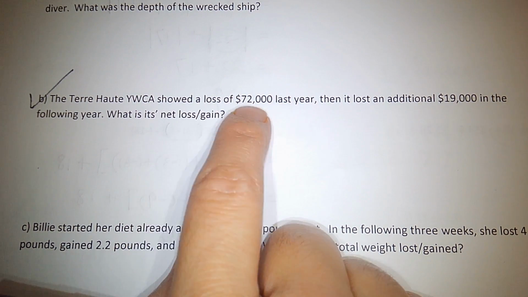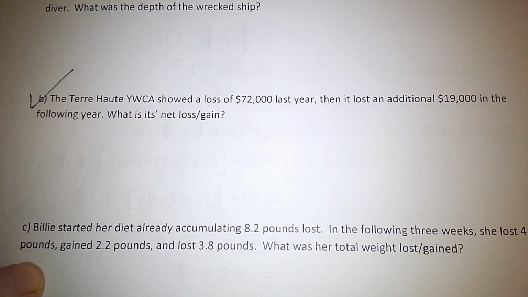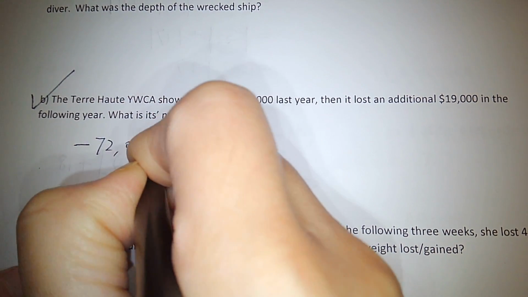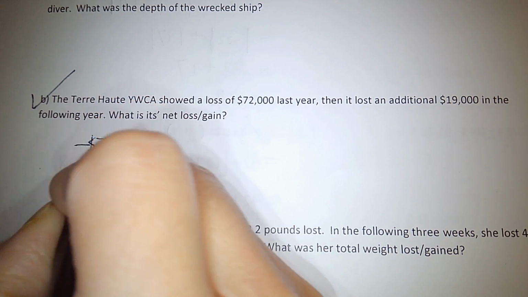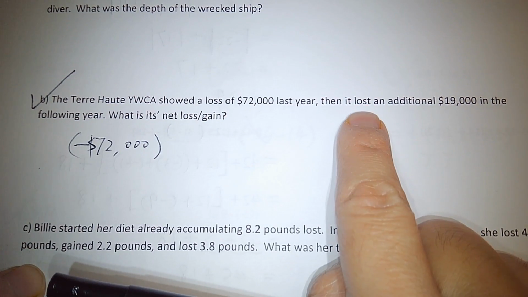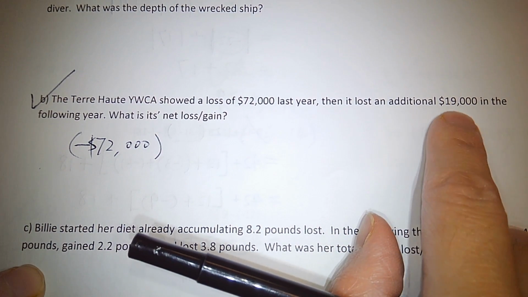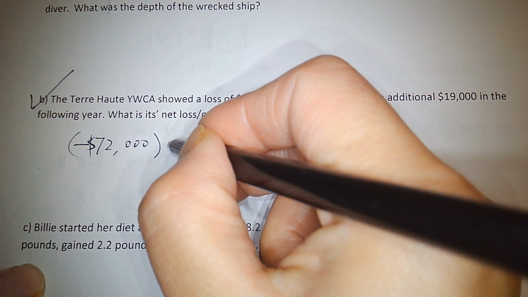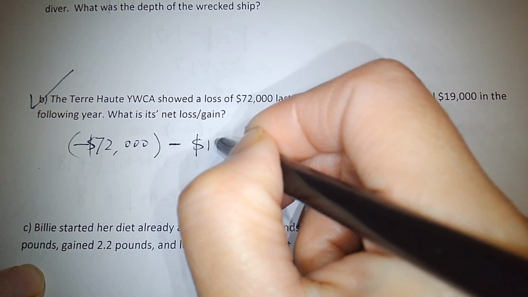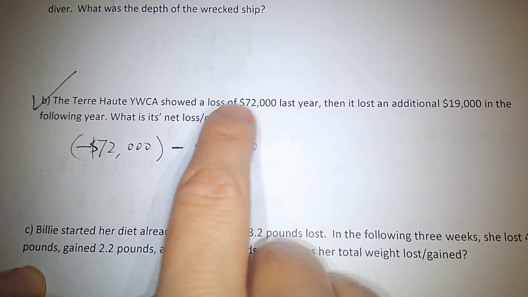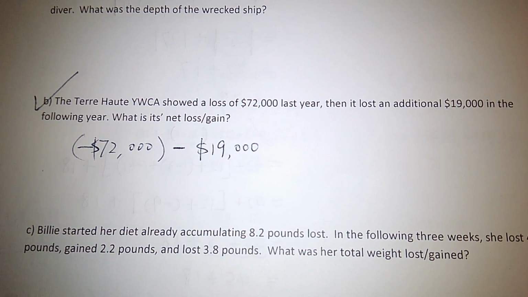So how can we compute this? Last year, when we have a loss, do we use positive 72,000 or negative 72,000? Loss. Negative, right? So last year, we have negative $72,000. This year, we lost an additional 19,000. Subtract by what? 19,000. Or you can say add negative 19,000. Either way, okay, either way.